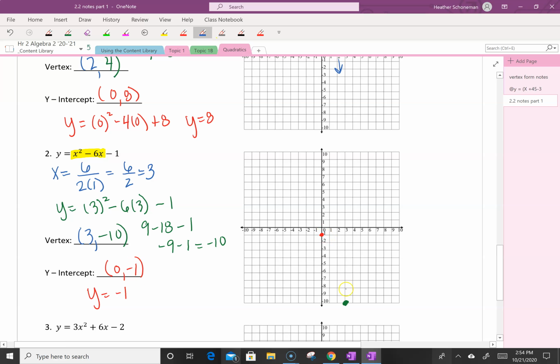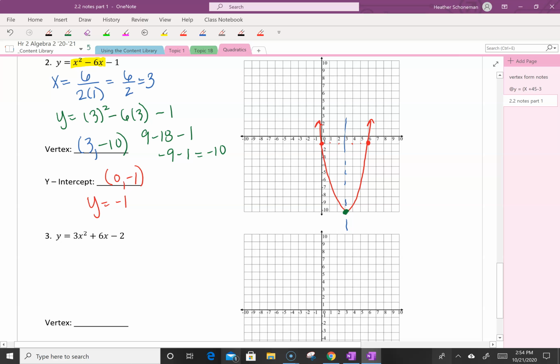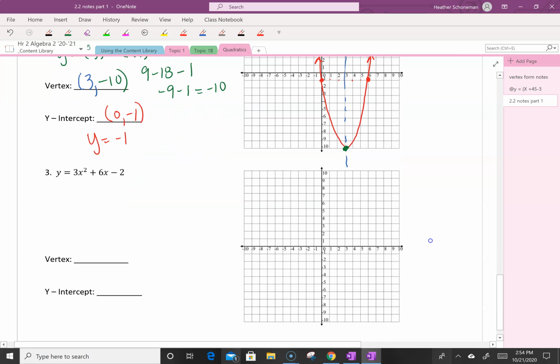Okay. Now, thinking that this is my vertex and my axis of symmetry, since this point is 1, 2, 3 to the left, this point is 1, 2, 3 to the right, so I'm going to connect it, and there's my parabola. Because we're not in standard form, doing the pattern isn't going to quite work this time.